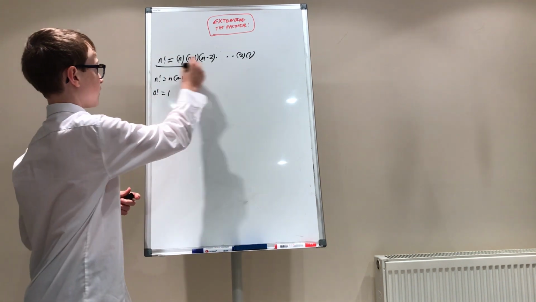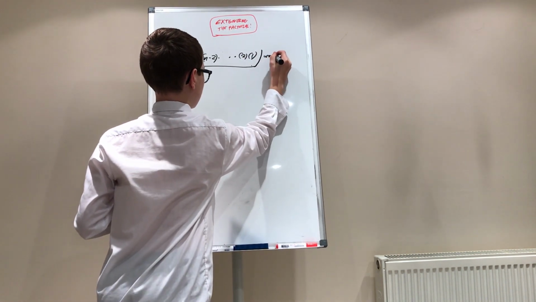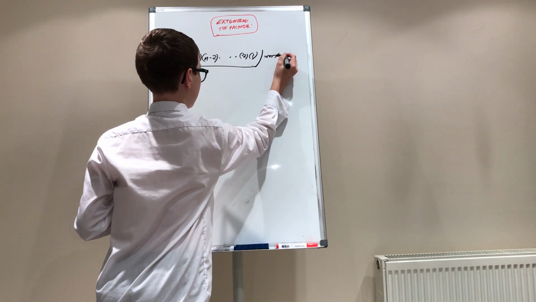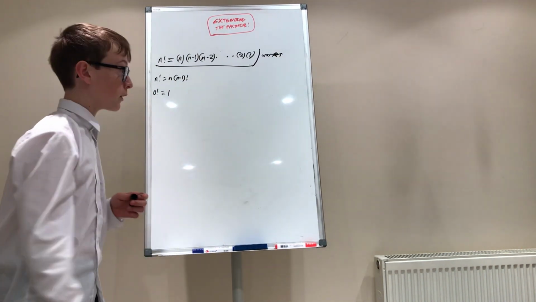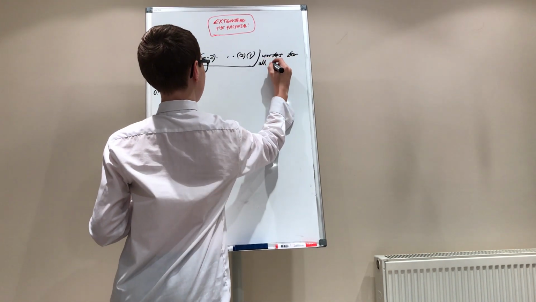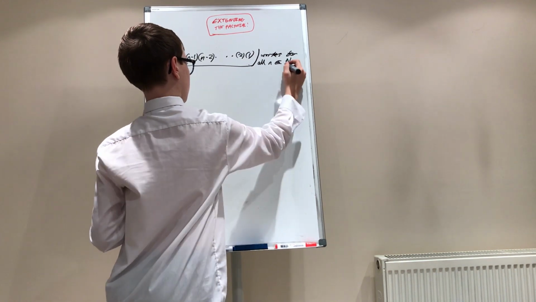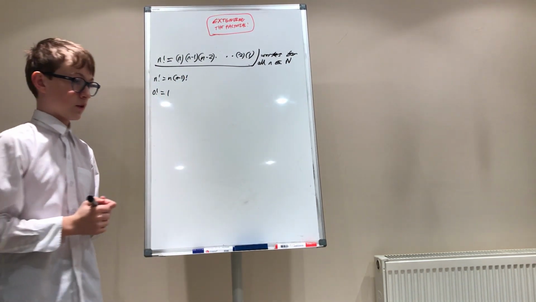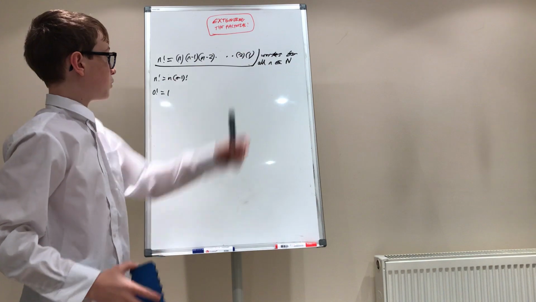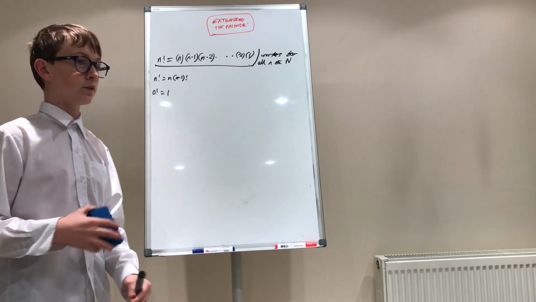Okay, so this definition here works, my handwriting's pretty bad, for all n an element of the natural numbers. This works for all n an element of the natural numbers, so 1, 2, 3, 4, 5, duh.